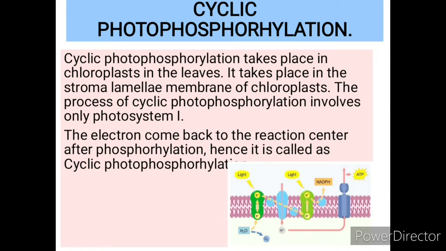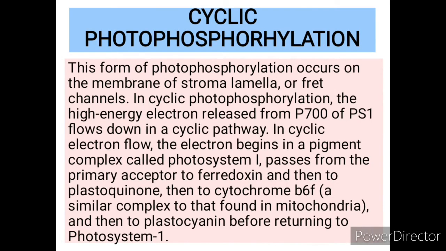In this picture you can see the membrane of the stroma lamellae, and in this membrane the whole process of cyclic photophosphorylation takes place. This form of photophosphorylation occurs on the membrane of the stroma lamellae, or the Fret channel.